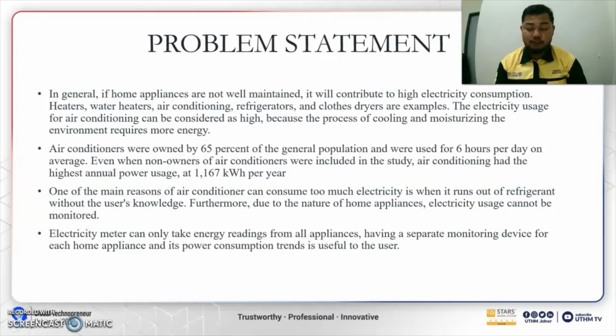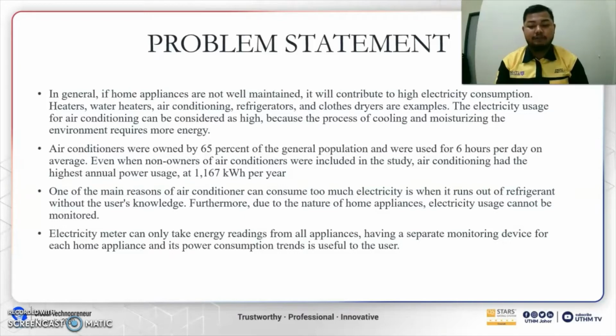According to Tetsu Kubota in his paper, Energy Consumption and Air Conditioning Usage in Residential Building of Malaysia, it stated that air conditioners were owned by 65% of the general population, with a daily average usage of 6 hours per day, and air conditioning had the highest annual power usage at 1,167 kWh per year.